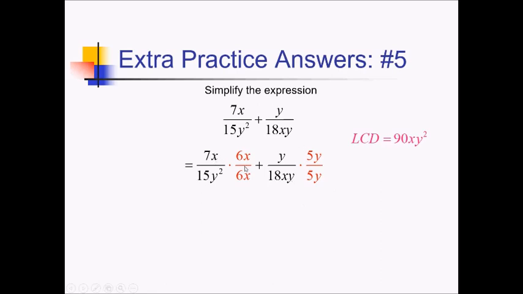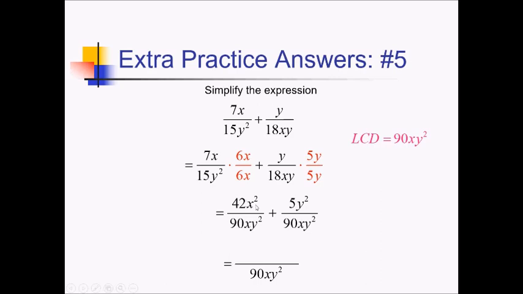So for my first fraction in the numerator, 6x times 7x gives me 42x squared. And then in the denominator, we end up with 90xy squared, which was the whole idea of what we were multiplying this for. And now for the next fraction, y times 5y gives me a 5y squared in the numerator over the LCD that we were trying to get. Now, since I've got the same denominator, I can just keep that 90xy squared as one big denominator, and now I can add the numerators.